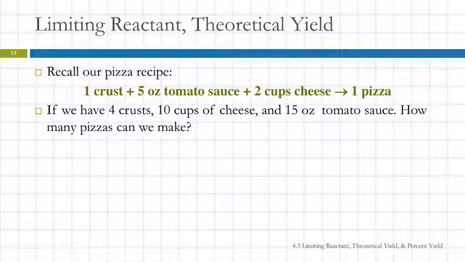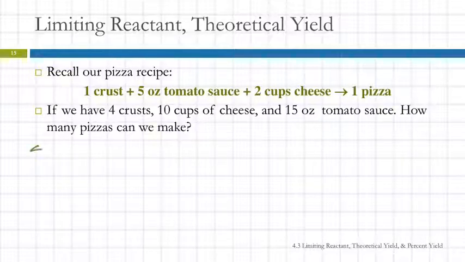Well, what we need to do is find out which one of these things we're going to run out of first, right? So we can look at the number of crusts and figure out how many pizzas that would make. And we can look at the number of cups of cheese and figure out how many pizzas that would make. And we can look at the sauce and figure out how many pizzas if I use up all the sauce, right? You can kind of do that in your head, but let's write it down.